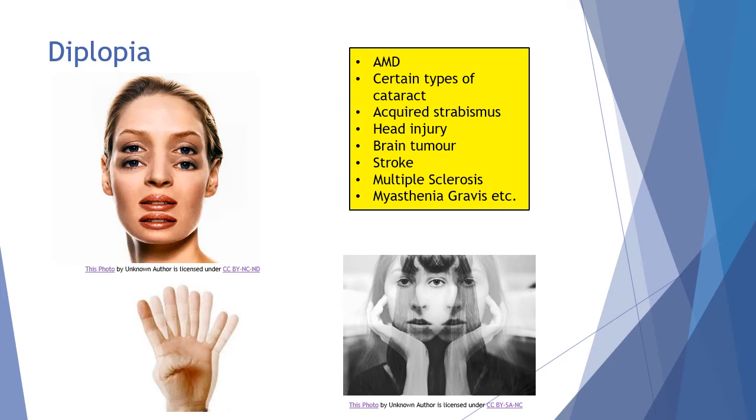So I put this image on really to show you how disconcerting diplopia can be. And we can have horizontal or vertical diplopia as shown in these images. Lots of different things can cause this kind of problem, such as AMD, to name one of the more common ones, or one of the very uncommon ones, a brain tumour. But we just need to be aware of all these possible different causes when you're looking at diplopia.